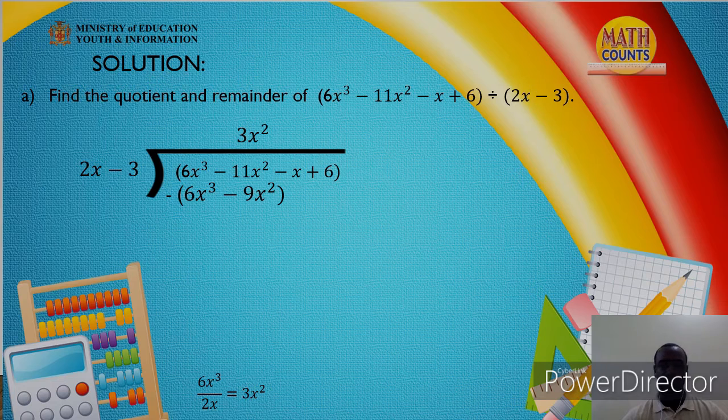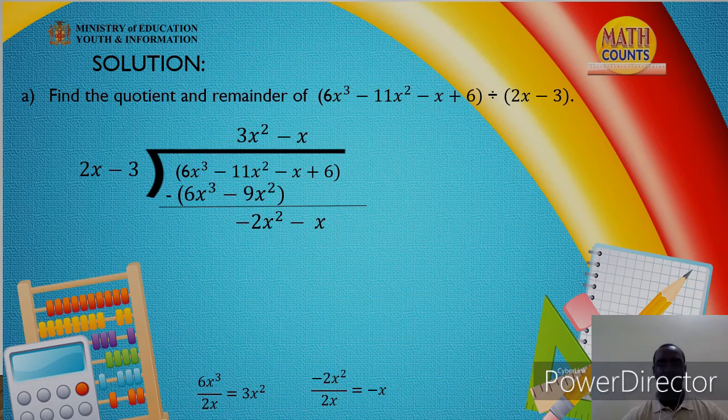I'm sure you would have gotten that. Now you find the difference of 6x cubed minus 11x squared and 6x cubed minus 9x squared. And indeed, you would have gotten negative 2x squared. And this negative x that you see here, remember that it is just coming from your dividend. Right. So now we say, what is 2x into what gives negative 2x squared? So you go ahead to your rough work section, and we have seen here that 2x into negative x will indeed give you negative 2x squared.